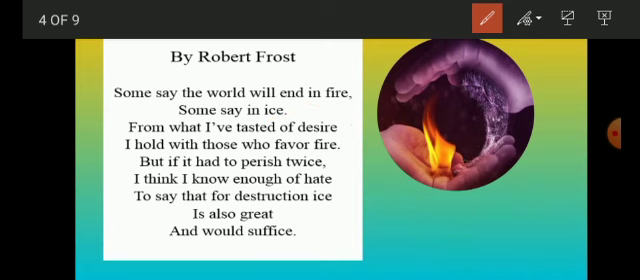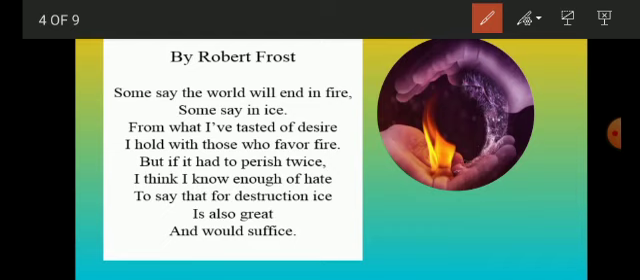And the third line. The poet believes that he favors those people who believe that the world would meet its end in fire. It means that the earth would be destroyed due to fire. So at the starting, the poet favors fire, and let us see what happens in the next stanza.